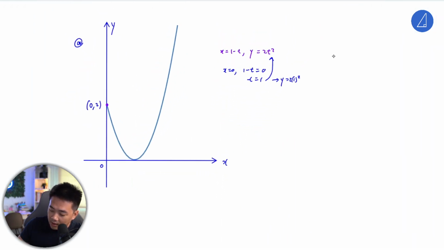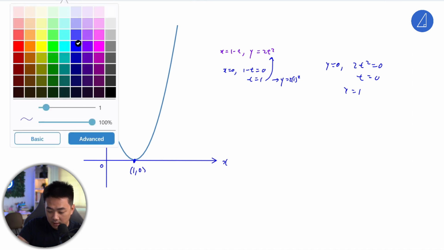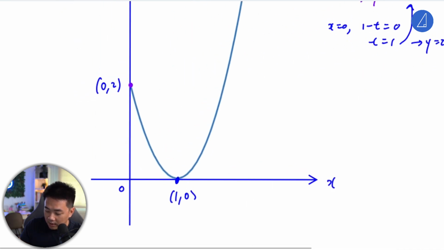Then this point will be where y is 0. We know that 2t squared is equal to 0, so t equals 0. So x will just be 1, and this point will be (1, 0). In parametric equations, I encourage students to take a light pencil and label the housing address here.